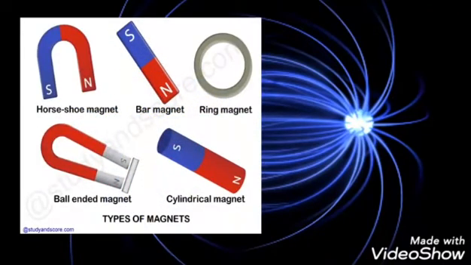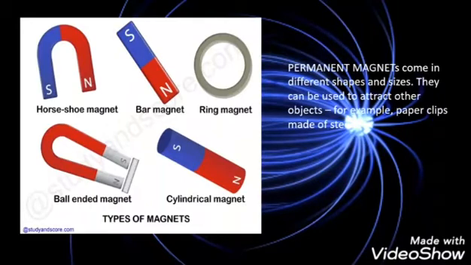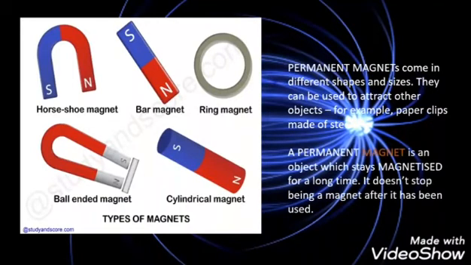Permanent magnets come in different shapes and sizes. You can have a horseshoe magnet, a bar magnet, ring magnet, ball-ended magnet, and cylindrical magnet. They can be used to attract other objects, for example, paper clips which are made up of steel. A permanent magnet is an object which stays magnetized for a long time. It doesn't stop being a magnet after it has been used.